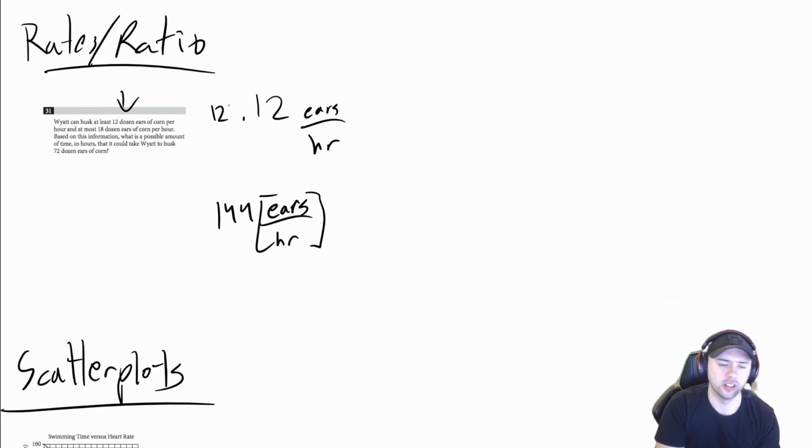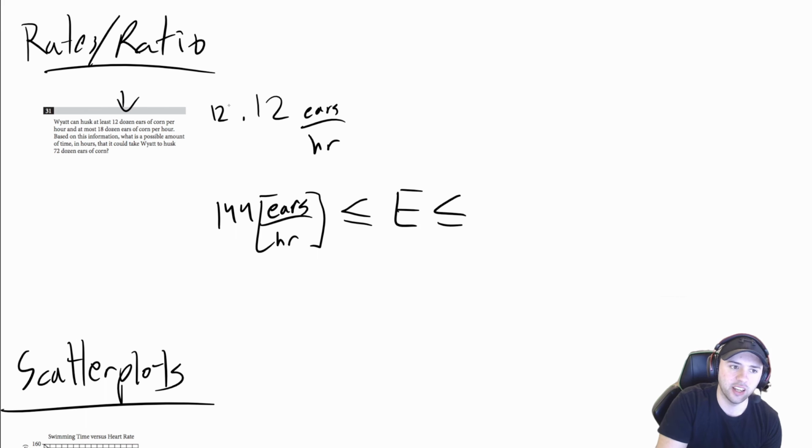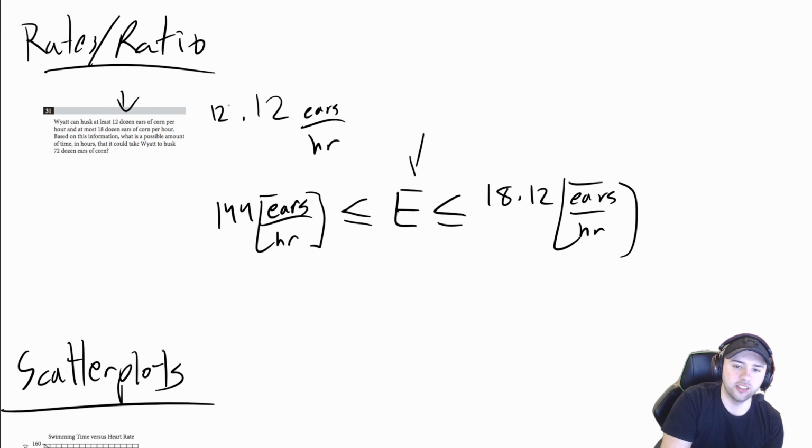And next to it, I'm just putting the units. I'm actually going to put those in square brackets, which can be helpful to keep numbers from getting tangled up with the units. And it says at most 18 dozen ears of corn per hour. So this is a minimum. So E is between 144 and 18 times 12 ears per hour. So what I just did is I made an inequality, right? E is the amount of ears of corn per hour that Wyatt is husking.